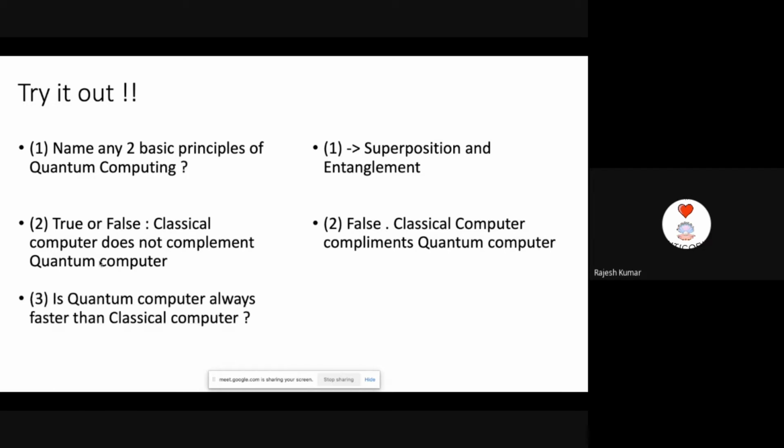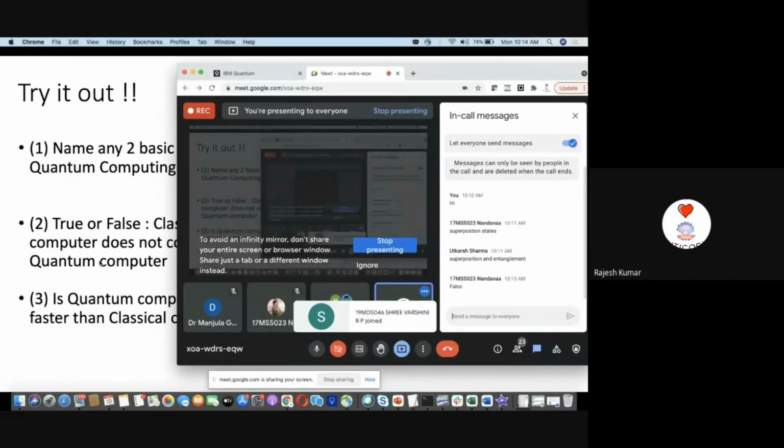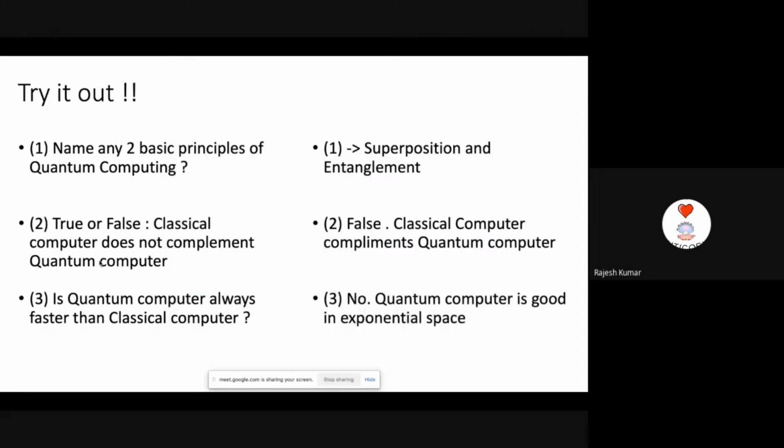Okay. So is a quantum computer always faster than a classical computer? I think we discussed this just now, isn't it? Right, so in some cases classical is faster, in some cases quantum is faster. And what we need to keep in mind is, whenever the computation goes into the exponential space, we need quantum. Okay, hope the basics are clear.